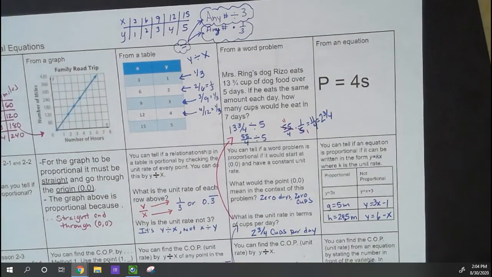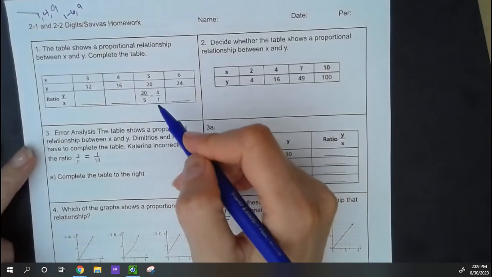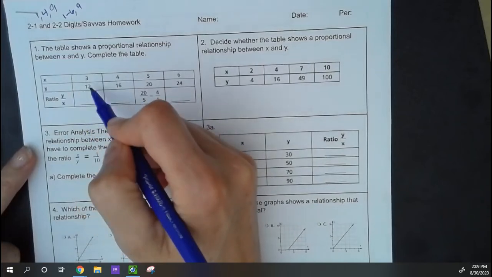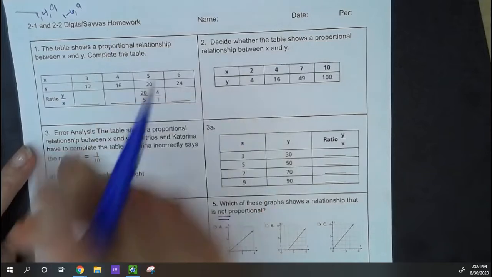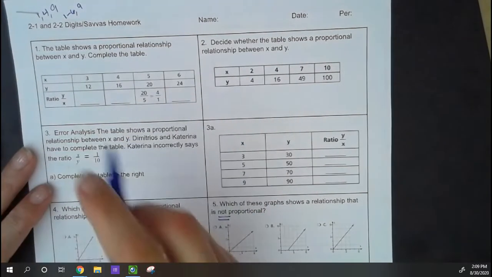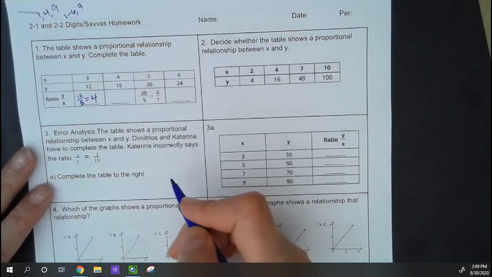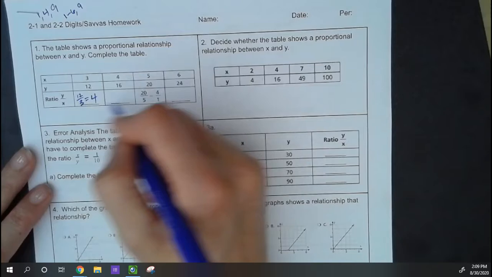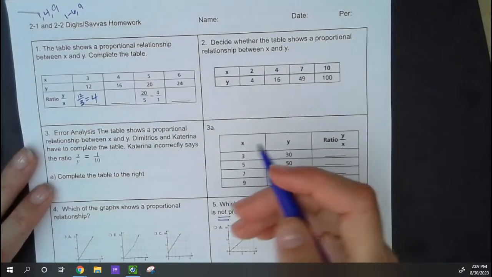Let's look at a couple of your homework problems. The first ones are so easy that sometimes kids get confused. All they're telling you is take y and divide it by x. They're getting used to having you find the constant of proportionality that we're going to do on Thursday. So take 12 and divide it by 3, and that gets you 4. And take 16 and divide it by 4 and see what you get. You're going to quickly see a pattern emerge here. And I'm not going to do the rest of the problem for you.